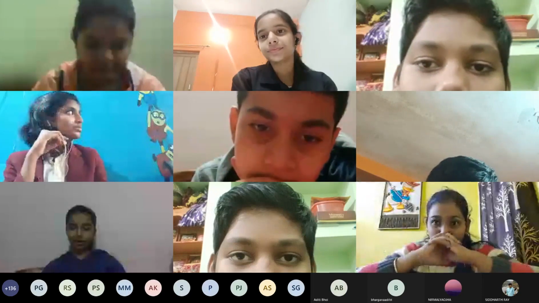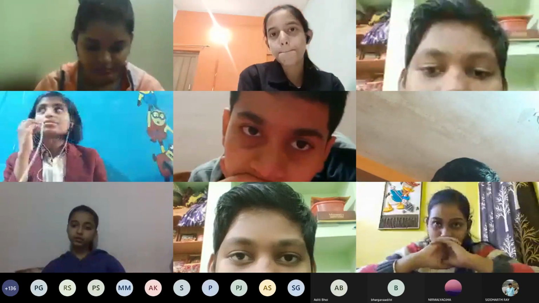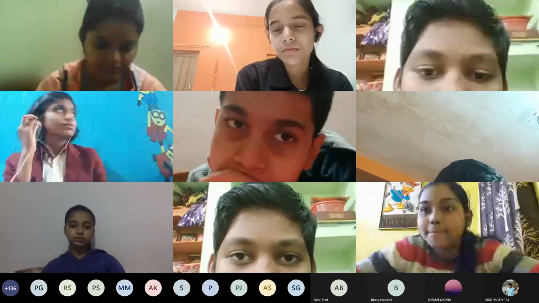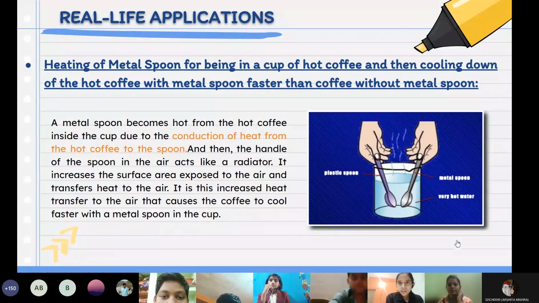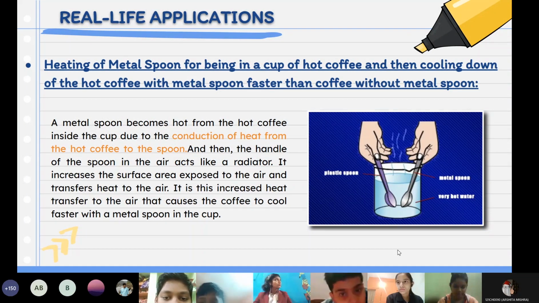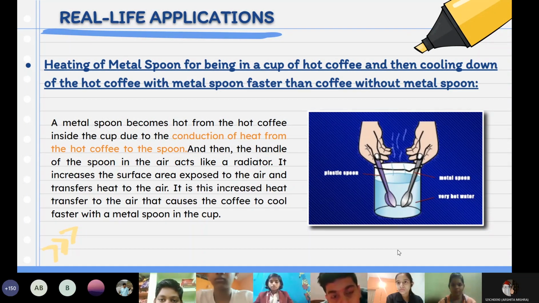So these are the three different modes of heat transfer, that is conduction, convection, and radiation. We will now look at some real life applications of this transfer of heat. So first is, okay, Arshita, you can take over. Some of the real life applications of this transfer of heat, I'm going to explain it to you.